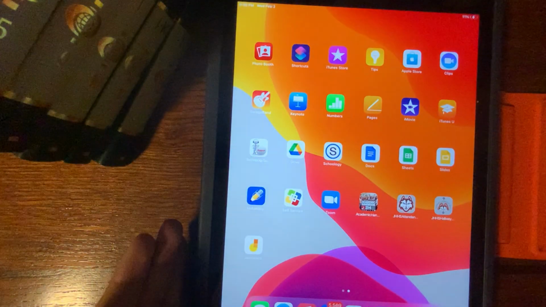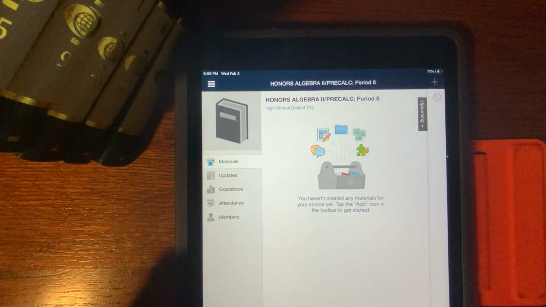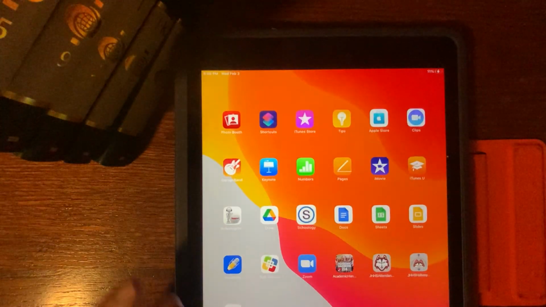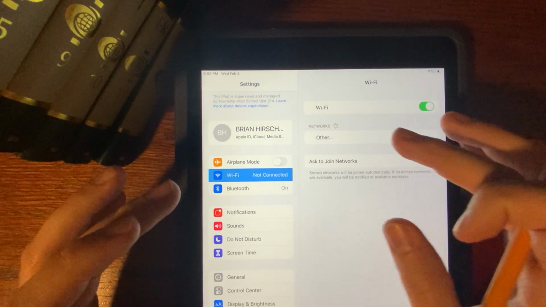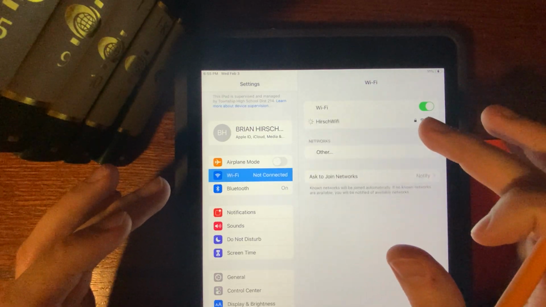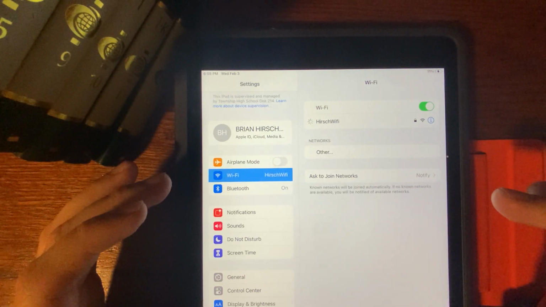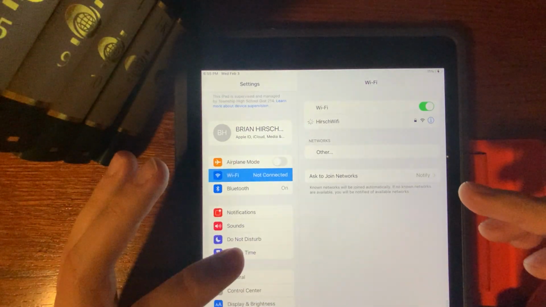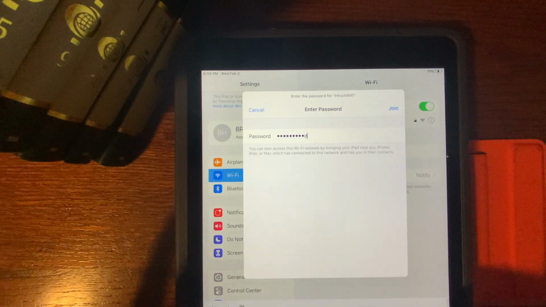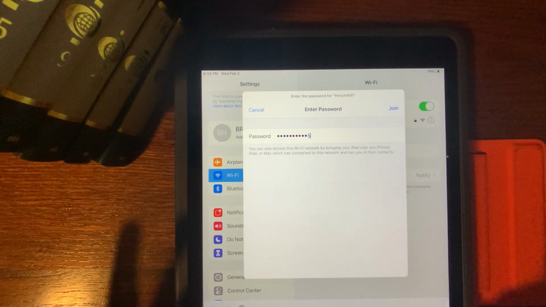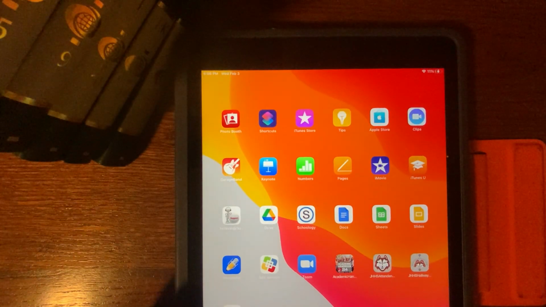So let me get this going over here. All right, so on Schoology. Oh man, I'm not connected to the Wi-Fi here. One second. Password. One second here. We're highly secure at Hirsch House. One second. All right, hopefully that's it. I think we're in. We just hacked the mainframe.